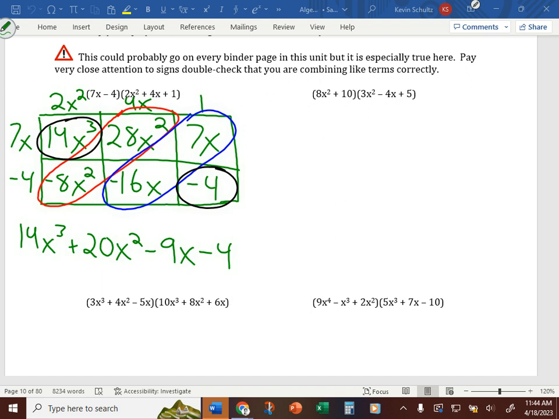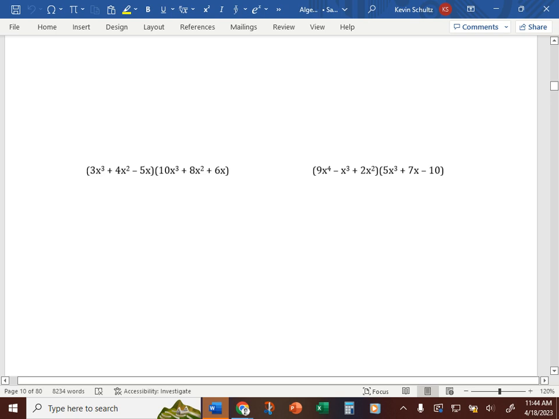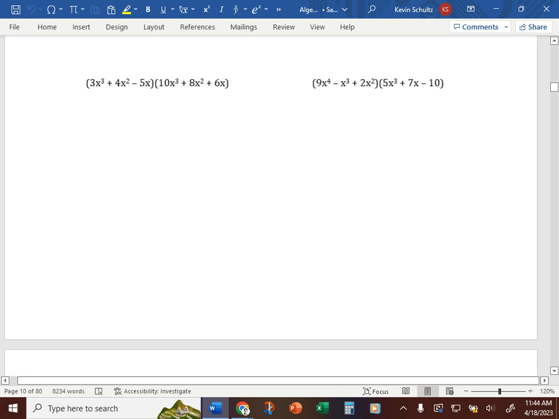Okay, let's do a 3 by 3. Let's do this one here: 9x to the fourth minus x cubed plus 2x squared, and then 5x cubed plus 7x minus 10. This time we need a 3 by 3 box. And again, don't make it small.